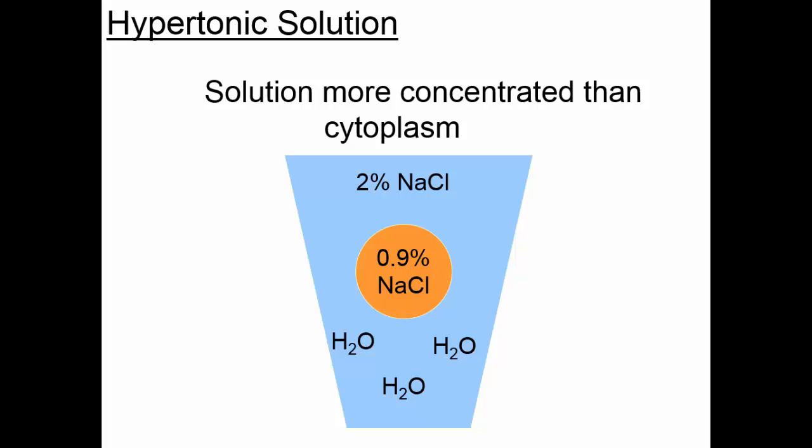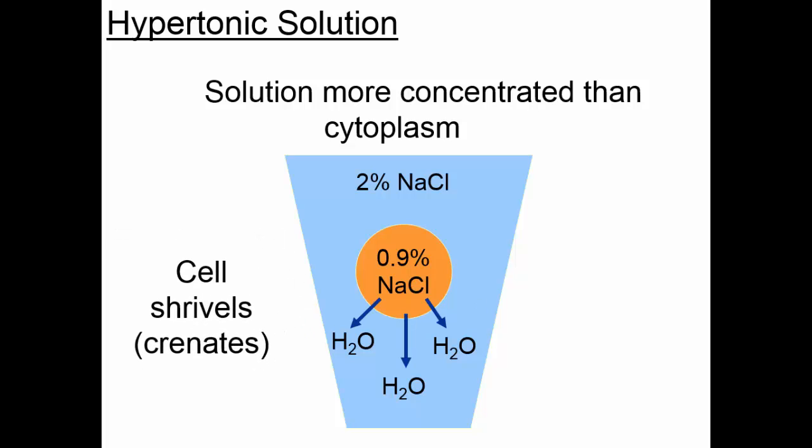In a hypertonic solution, the solution outside the cell is more concentrated. 1.2% sodium chloride is more concentrated than 0.9%. Again, remember ions do not freely diffuse across the cell membrane, so we're going to have to use water to take care of this inequality. Since outside the cell is more concentrated, water will leave the cell and the cell will shrivel up. If we're talking about a red blood cell, we call this crenation. Literally, the cell is dehydrating.